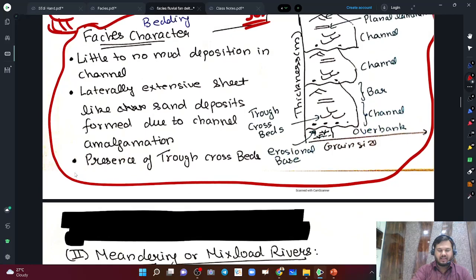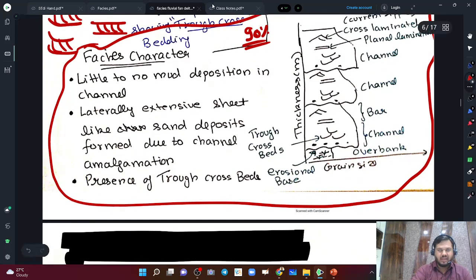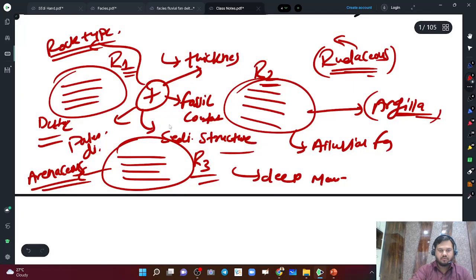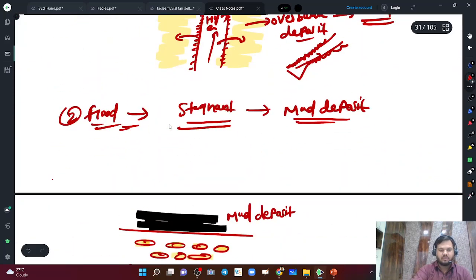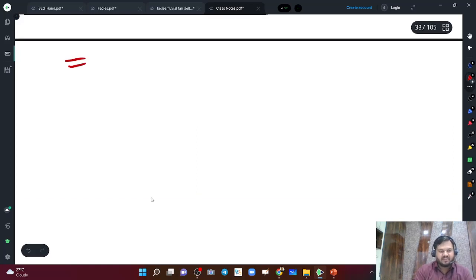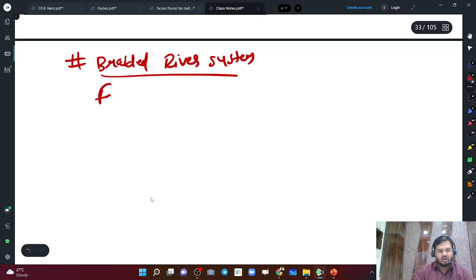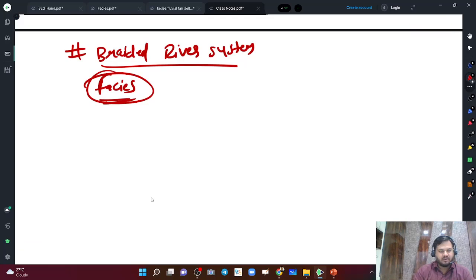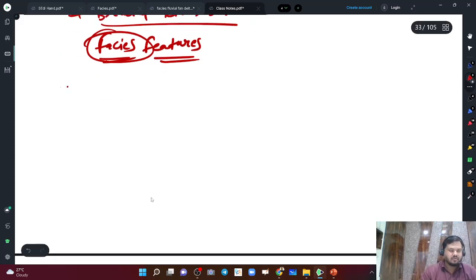So this is what I'll write. I'll explain it differently, right? So what is important about what we are doing? We are reading about the braided river system, right? Braided river system. What kind of rock do we get? What are the facies, or rather say the character of facies features, right? So what all do you have to write in this? Firstly, you should write these.